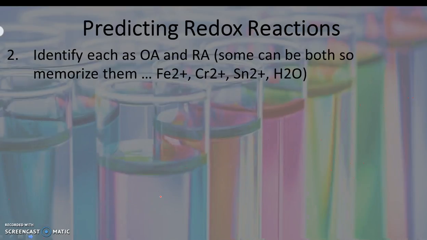Okay, next. All right, so second step is once you have listed all the reactants, then you're going to go through them and identify which ones are possible oxidizing agents and which ones are possible reducing agents. And you'll just identify which ones have each category. The thing you have to know is there are 4 compounds that we look at, or I guess ions, that can be both oxidizing and reducing agents, which are these ones: iron, chromium, tin, and water. They can act as both oxidizing agents and reducing agents.